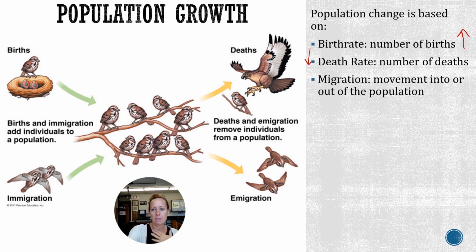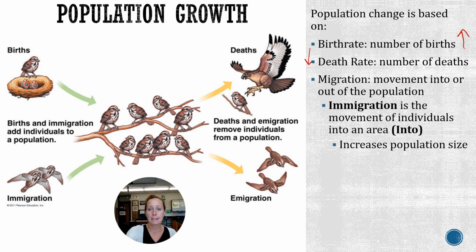Migration is the next way we talk about it. So migration is just the movement into or out of a population. We have more specific vocab than just the word migration. Migration you probably know as just common terminology. The science word for it, we have immigration, which is movement of individuals into. So immigration with an I, into with an I. That's moving things into a population, and this is going to increase the population size.